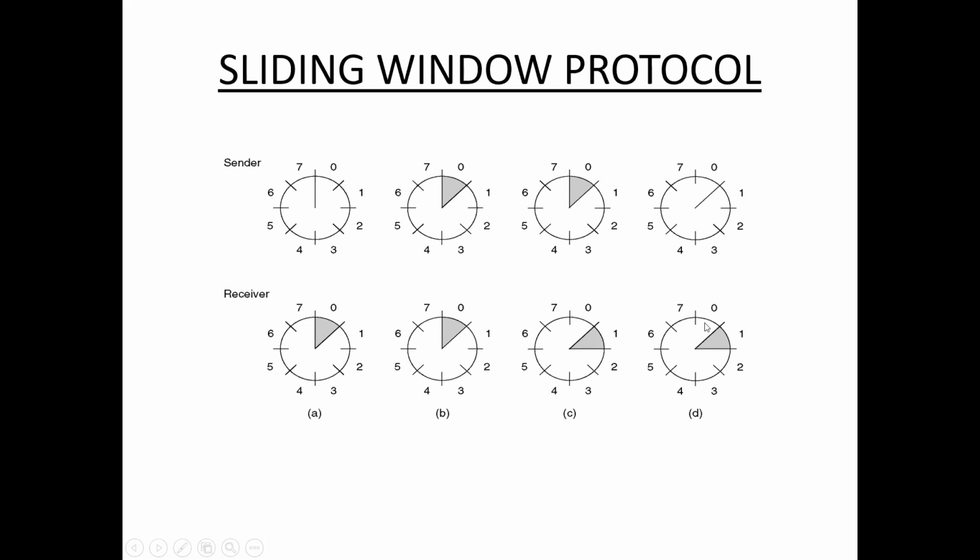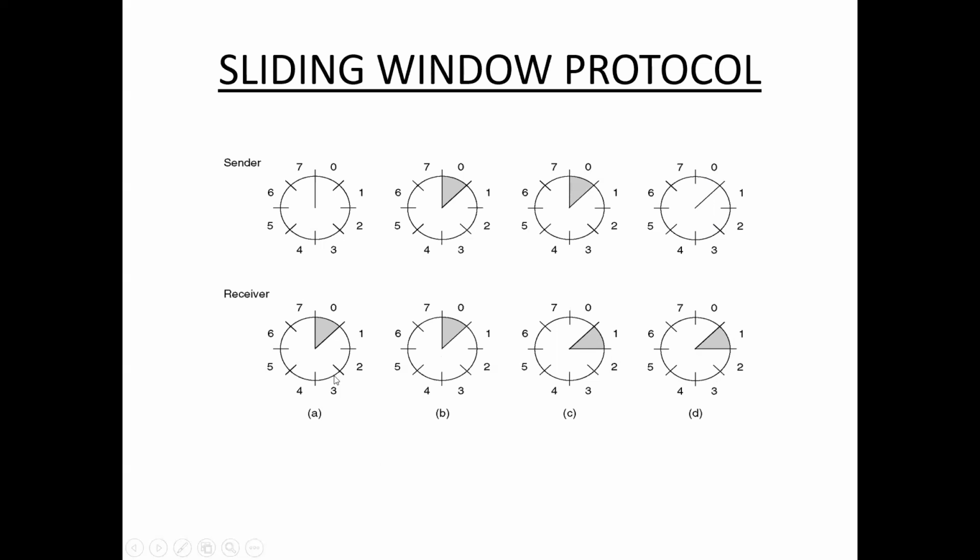And the last one, D: here the sender got acknowledgement for frame 0. So that's why 0 is unshaded. So 0 is completed. And there is no change in the receiver window. That means the receiver waits for frame 1. If the receiver waits for a particular frame, that frame is shaded.